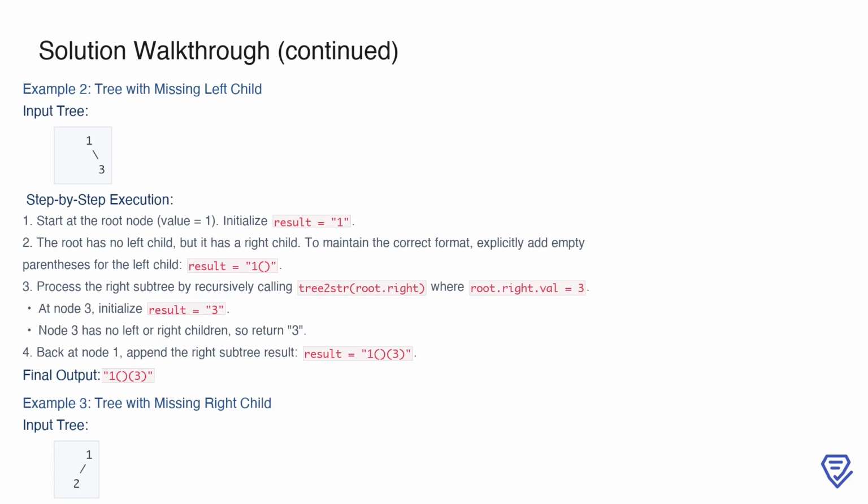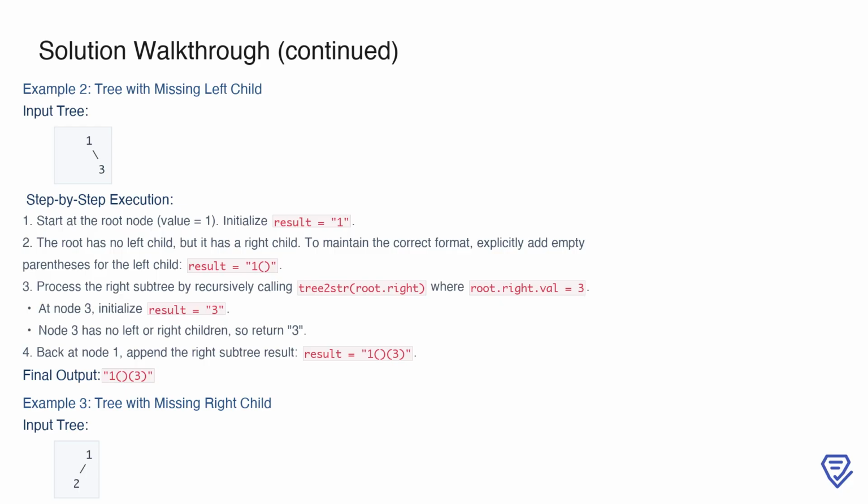Now, let's look at an example where the binary tree has a missing left child. Here, the root node still has a value of 1, but it only has a right child with the value 3. We start at the root, initializing the result as 1. Since there is no left child, we explicitly add empty parentheses to maintain the correct format, so the result becomes 1(). Then, we process the right subtree recursively at the node with value 3. At this node, we initialize the result as 3, and since it has no children, we return 3.